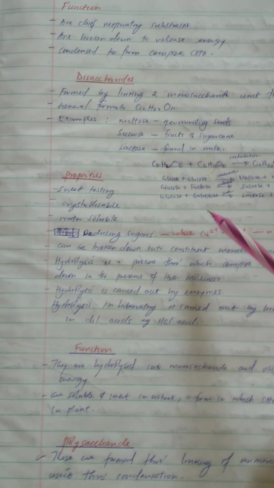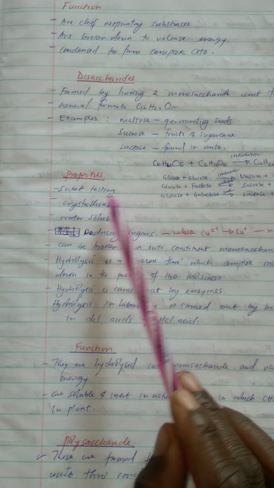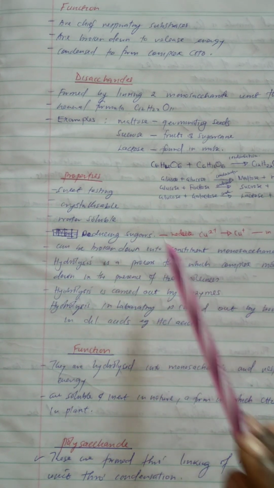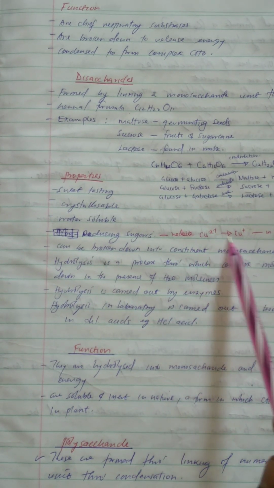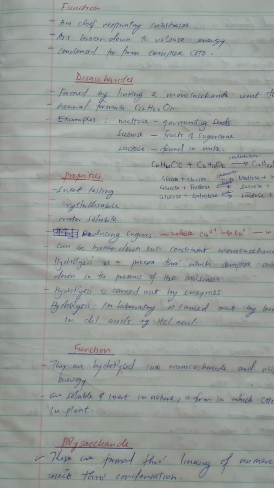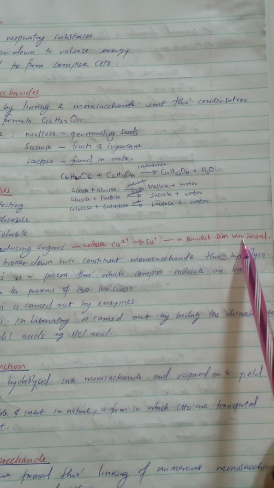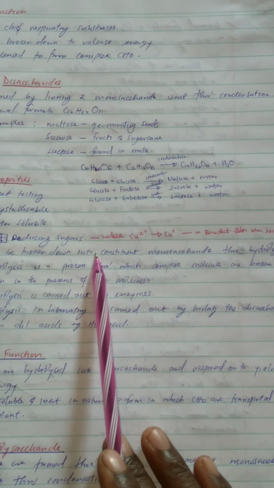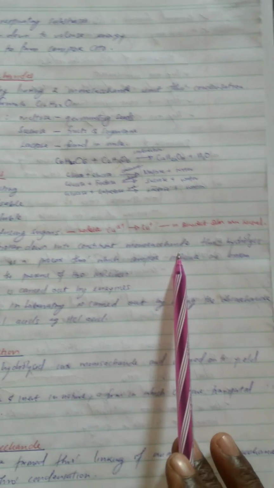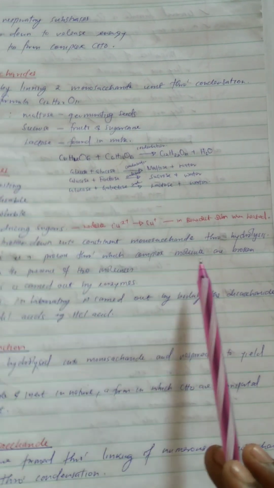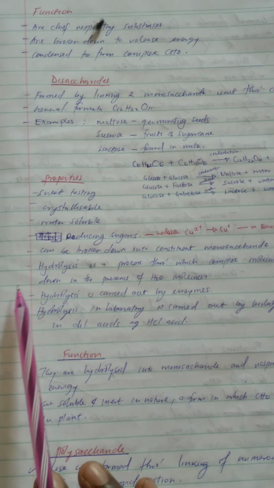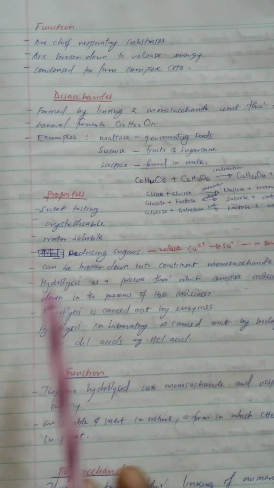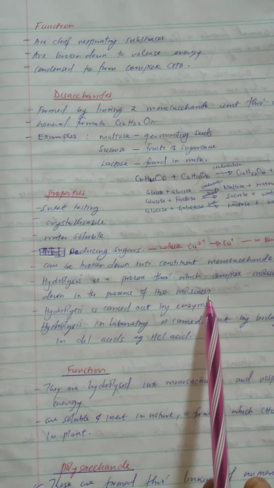So what are the properties of disaccharides? 1, they are sweet tasting. 2, they are crystallizable. 3, they are water soluble, and they are reducing sugars. So that means they reduce copper 2 ions to copper 1 ions in a Benedict's solution when heated. Another thing you need to know is that they can be broken down into constituent monosaccharides through hydrolysis. So we'll have to define what hydrolysis is. Hydrolysis is just a process through which complex molecules are broken down in the presence of water molecules.